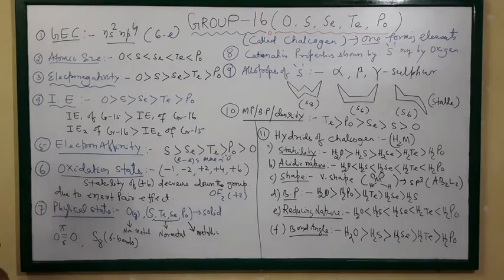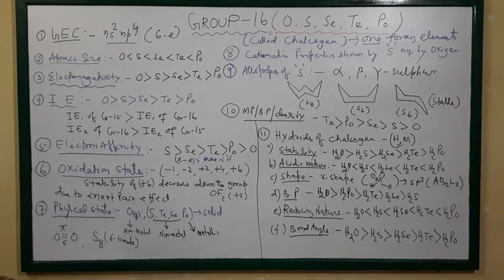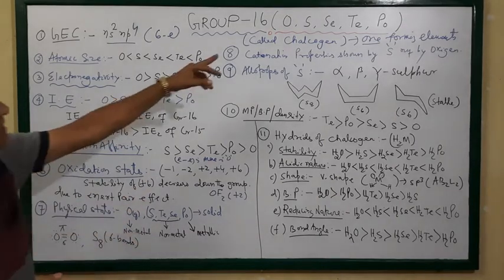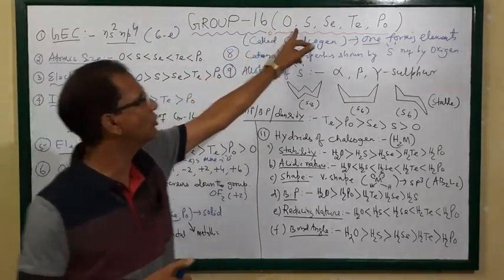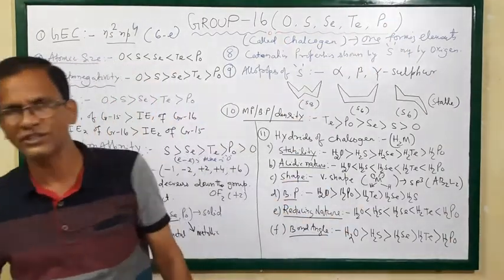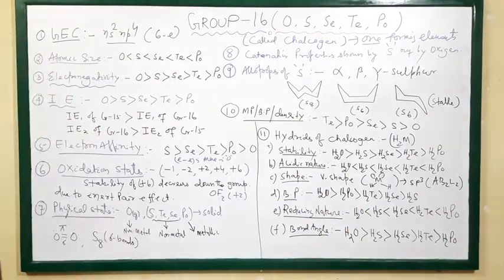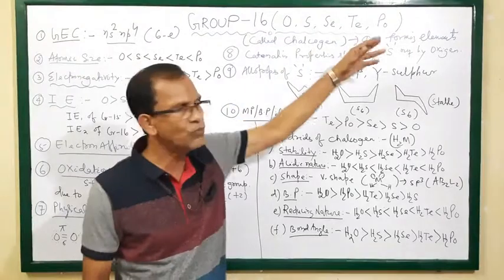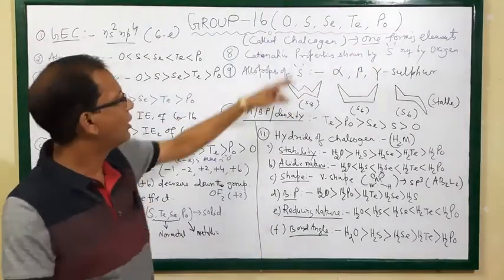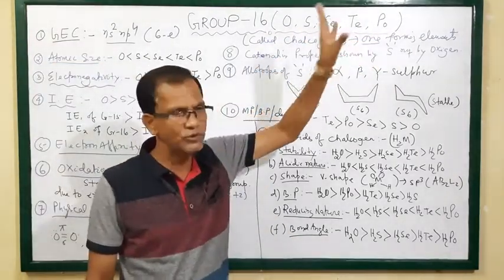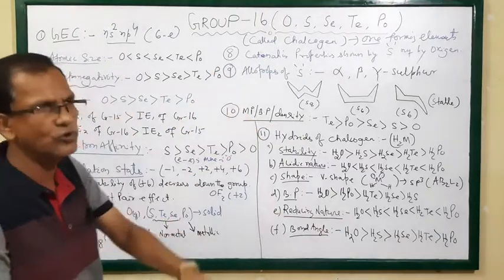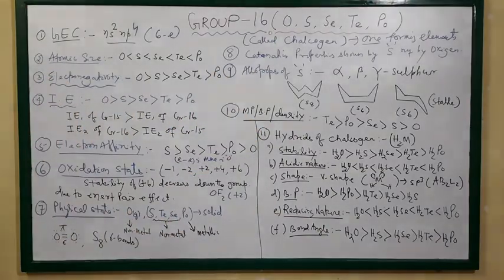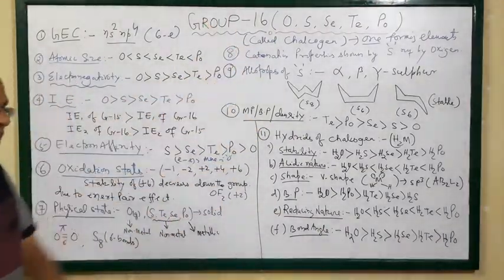So what are the physical states of these group elements? Generally, oxygen is gas. All 4 other elements are solid. Sulfur, selenium, tellurium, polonium, due to large size, have more van der Waals force. That's why they exist in solid state. But oxygen exists in gaseous state.